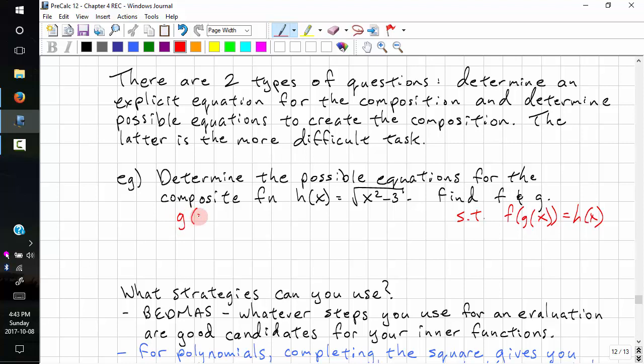We take the innermost as our g, so this is the innermost function, x squared minus 3, and then we're taking the outermost function that's remaining, and that would be square root x. Okay, it's just a square root function and an x, because we're going to substitute the inner function in for x. So h of x equals f of g of x.